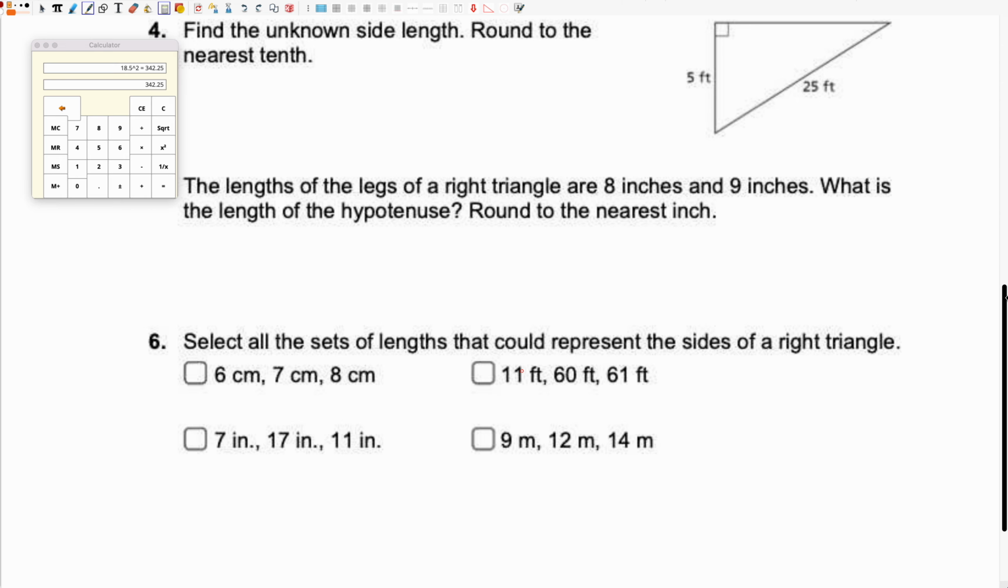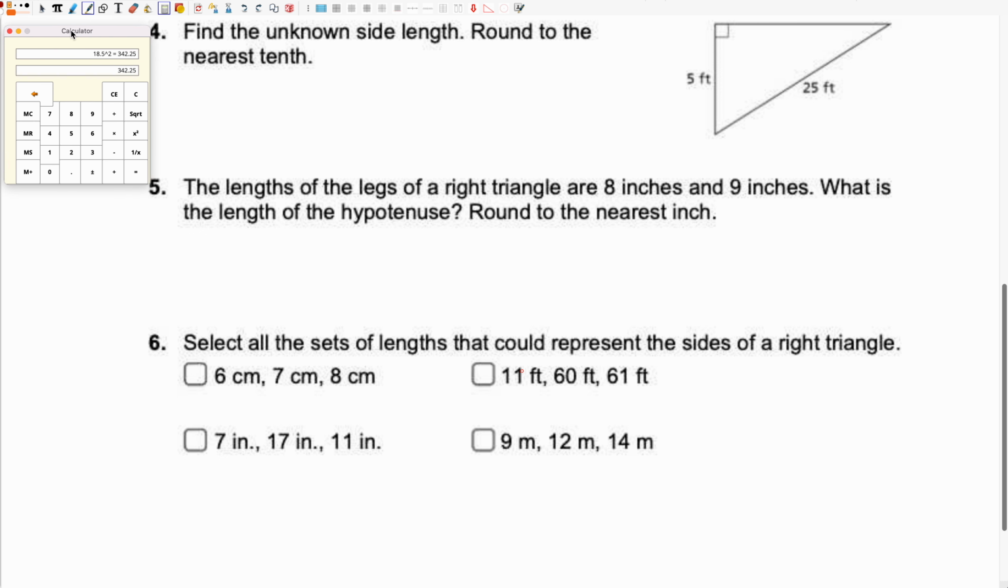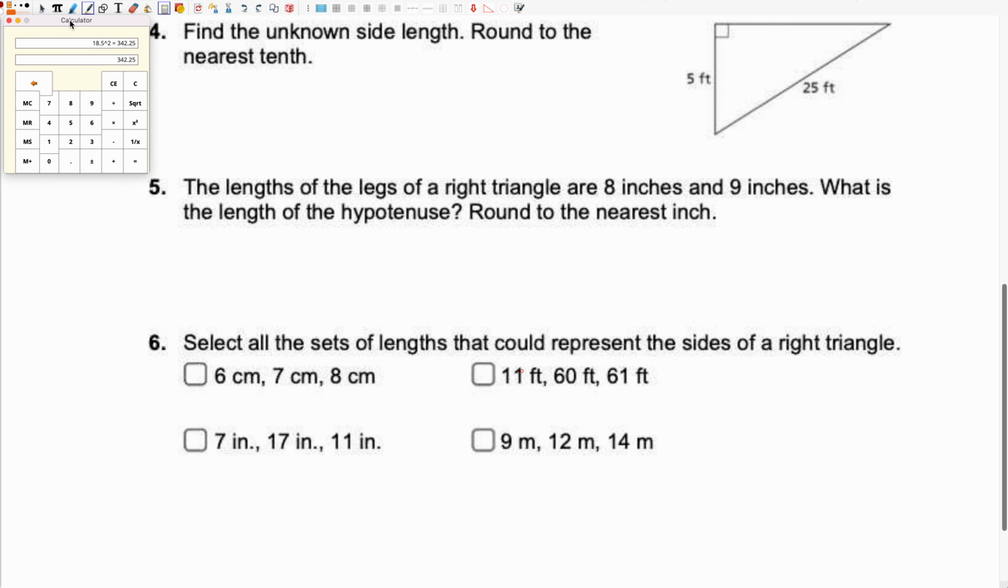Number 4 on this page, find the unknown side and round to the nearest 10th. Rounding will matter on this quiz. You must round correctly when it says round to the 10th. Don't round to the hundredths. Round correctly to the 10th place. So 5 squared plus... No, 25 is the hypotenuse, so it's 5 squared plus b squared equals 25 squared. Okay?